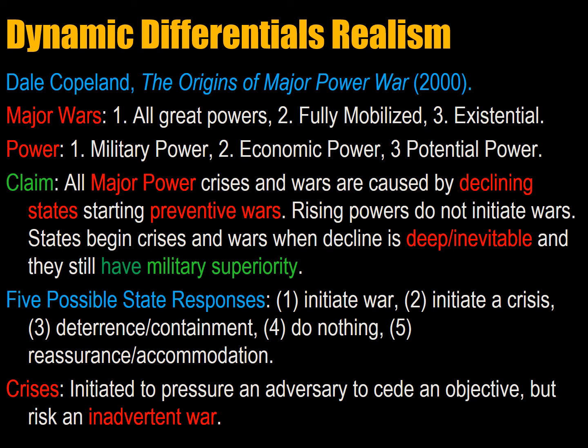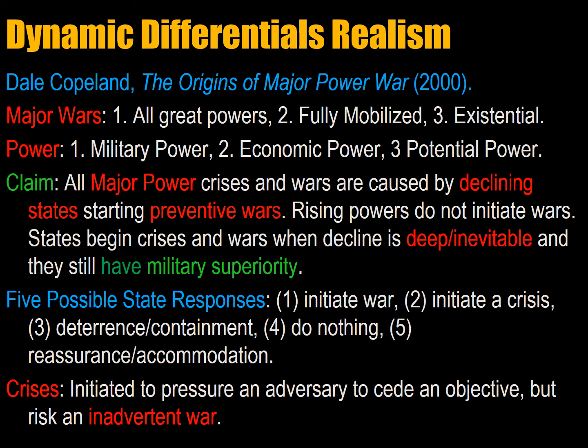So states begin crises and wars when the decline is deep and inevitable, but they still have military superiority. So this would predict that the US would attack China soon. Now there are 5 possible state responses. A country could initiate a war against a rising threat. It could initiate a crisis and try to resolve an issue.